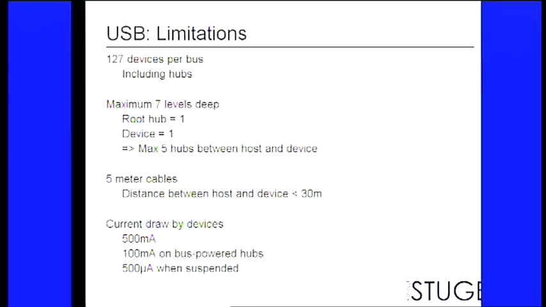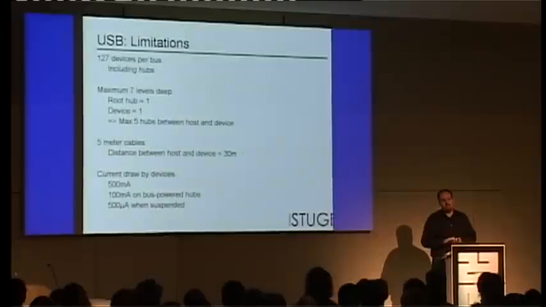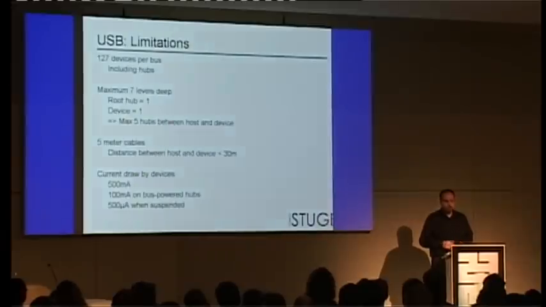And the current that can be drawn by devices is also limited by the specification. The absolute maximum is 500 milliamps in the base 2.0 spec. There have also been some additional specifications to allow specifically for charging batteries in handheld devices, which allow the current draw to go up even higher.